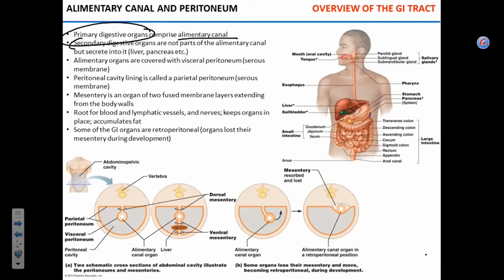The secondary digestive organs, they secrete into the alimentary canal. So let's have fun and figure out what are secondary digestive organs. Liver, okay, produces bile that goes into the small intestine. What else? Pancreas, pancreatic juice goes into the small intestine. What else? Gallbladder doesn't produce anything, it stores. What else?